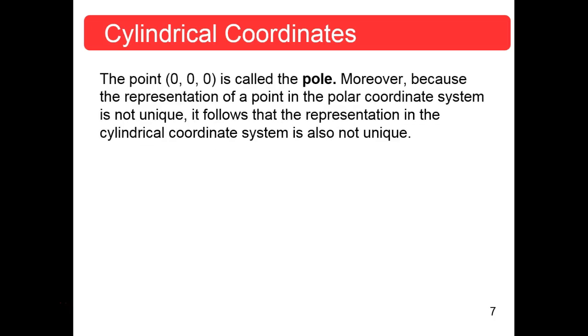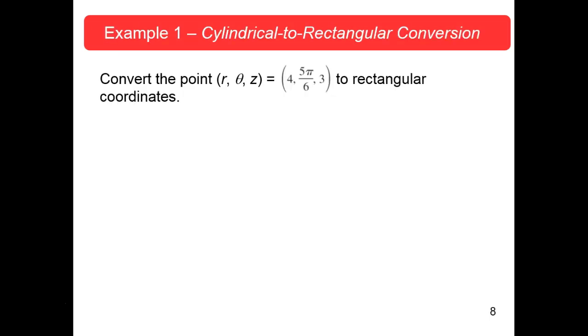Now, the point 0, 0, 0 is called the pole rather than the origin in cylindrical coordinates, because the representation of a point in the polar coordinate system is not unique. That's what I was trying to say before. It follows that the representation in the cylindrical coordinate system is also not unique. You can have a variety of representations. They're all going to be related to each other, so it's not just random. They all will be related in certain ways. So you can do this without too much problem at all.